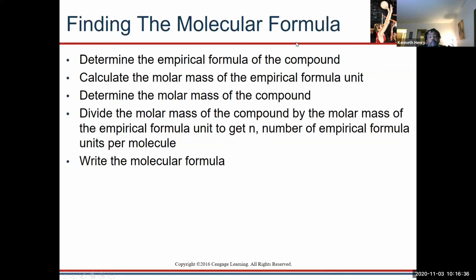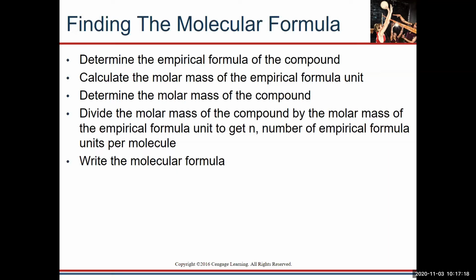So when you're trying to find the molecular formula, you first are going to have to determine the empirical formula of the compound. Then you're going to calculate the molar mass of the empirical formula. And then you're going to be either given the molar mass of the compound, or you have to somehow determine it. Then you're going to divide the molar mass of the compound by the molar mass of the empirical formula. And then that's going to give you the unit that you need to multiply the empirical formula by. Did you get all of that?